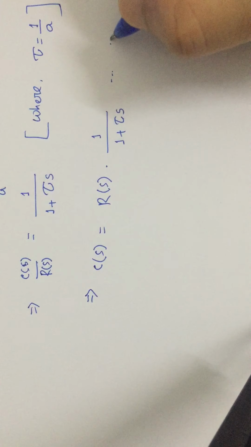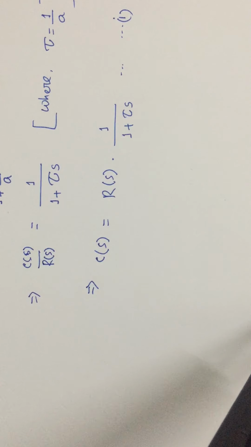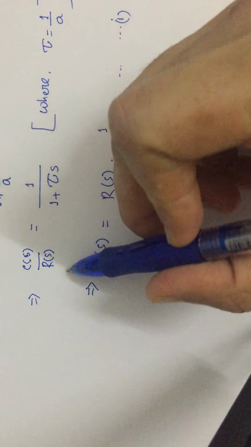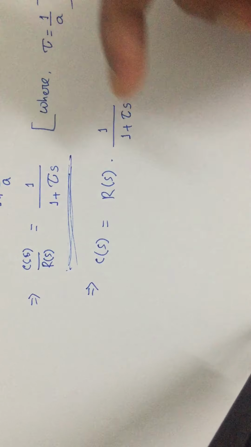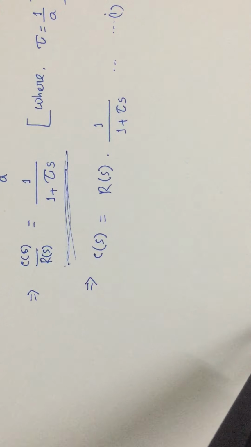So we can make an equation number 1. This one, equation number 1, we call it the fundamental of the first order system. Now, since we are determining the time response of a first order system for a unit step signal, if you remember, we just wrote the title.